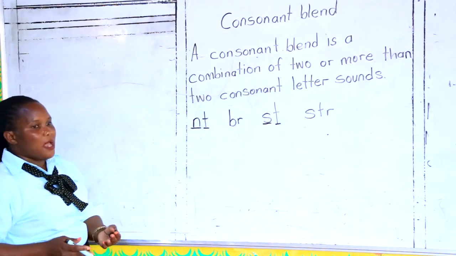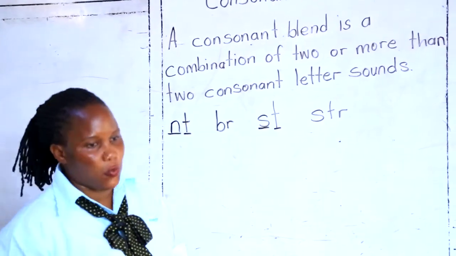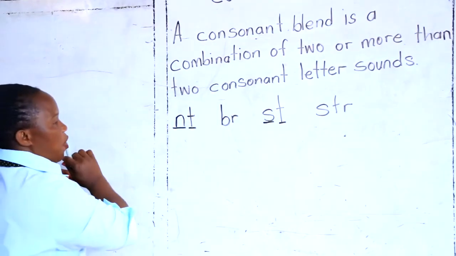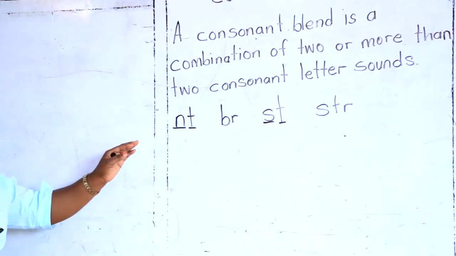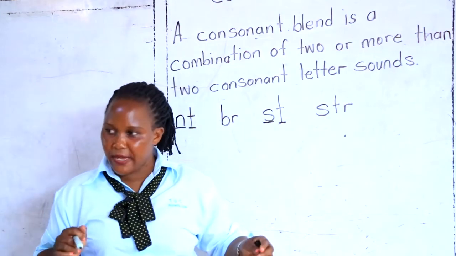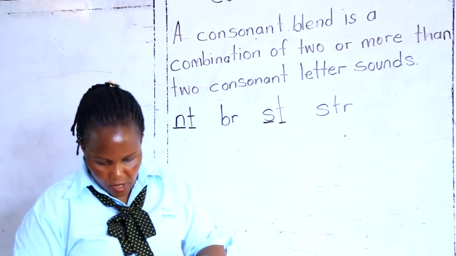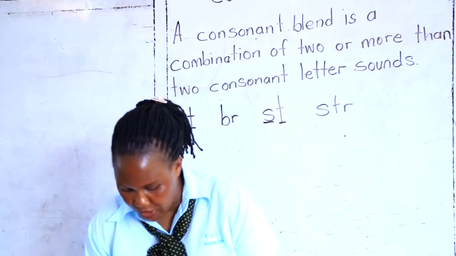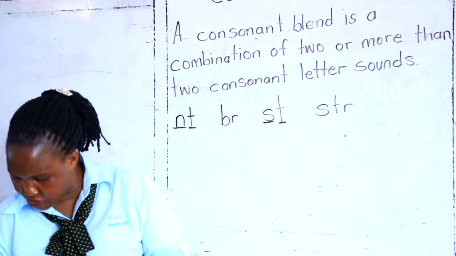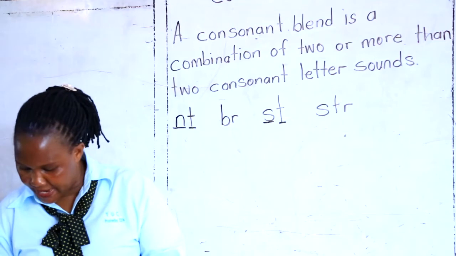That's why we say a consonant blend is a combination of two or more than two consonant letter sounds. You can hear all the sounds in that blend. Nt, br, st, stir. Have you heard them? Yes. So this is the type of consonant letter blends I've been talking about. So this is the consonant blends we have.